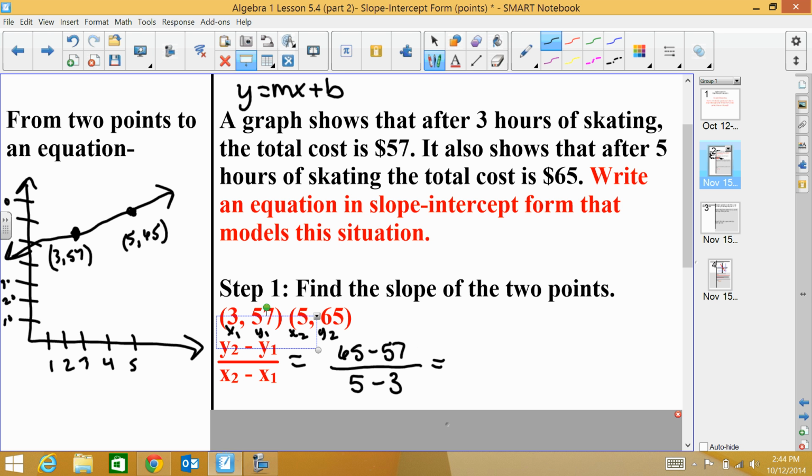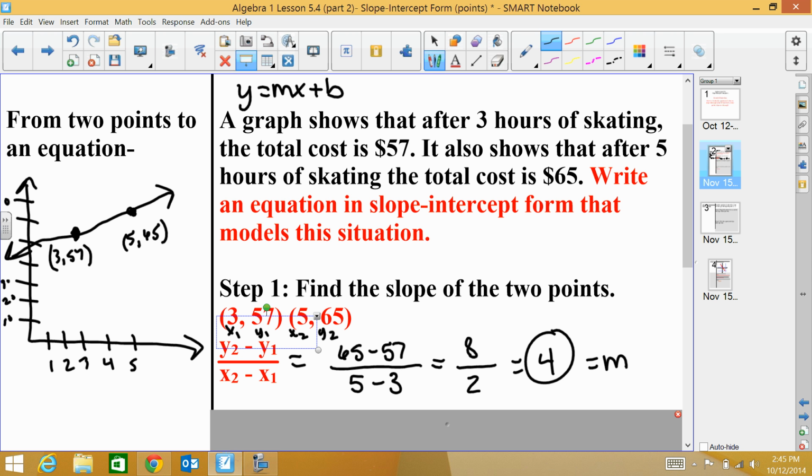So we're going to take 65 minus 57, which is 8, and 5 minus 3, which is 2. And if we reduce that, we get 4 over 1, or just 4. So that is our slope. That is m. Okay, so we've got the m. We still need to know what the y-intercept is. But I have no idea how to find what the y-intercept is over here, just from this picture.